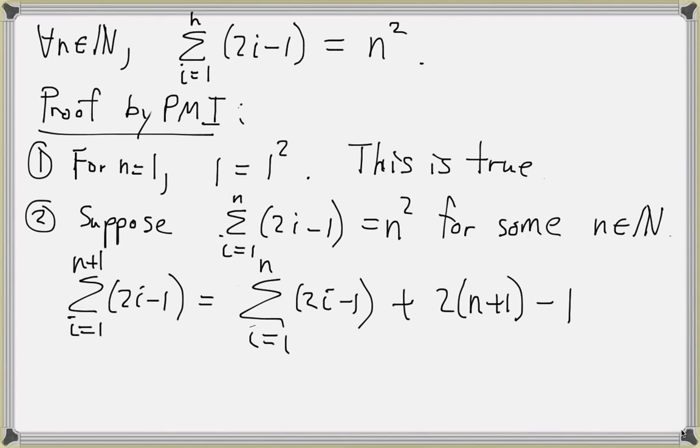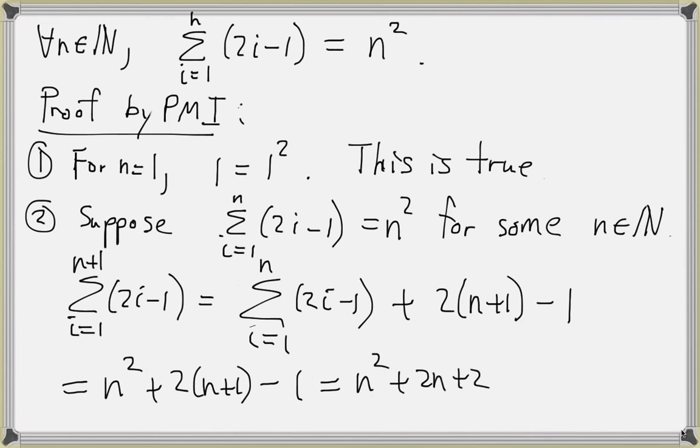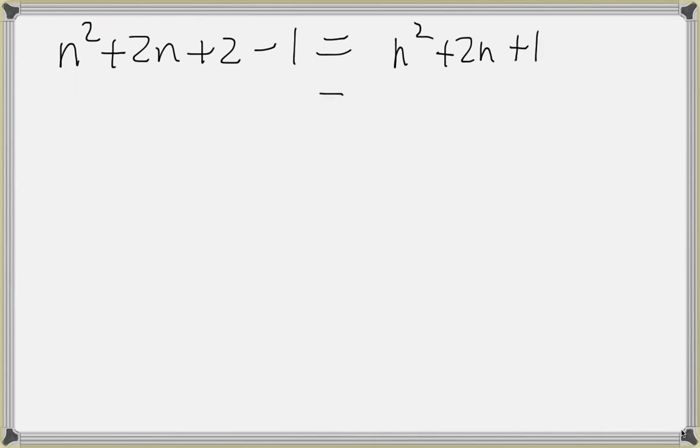Well, we know that this sum right here equals n squared. We assumed that this equals n squared. So let's replace that with n squared. And that still equals, plus 2 times n plus 1 quantity minus 1. And if we multiply this out, we get n squared plus 2n plus 2 minus 1. So let me rewrite that. So we have n squared plus 2n plus 2 minus 1. And combining like terms, we get n squared plus 2n plus 1. And this is a trinomial that we can factor as n plus 1 times n plus 1, which can be written as n plus 1, the quantity squared.